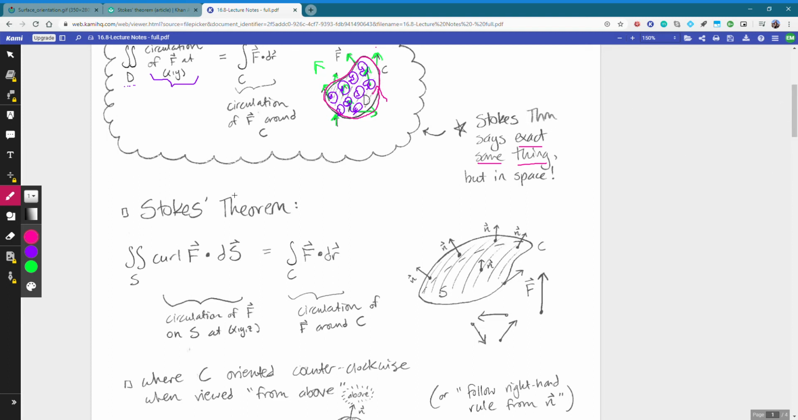Okay, so here it is in all of its glory. The surface integral of the curl of our vector field F over our surface S equals the line integral of our vector field F around our boundary curve. All right, so let's kind of pick this apart and look at the different players involved.